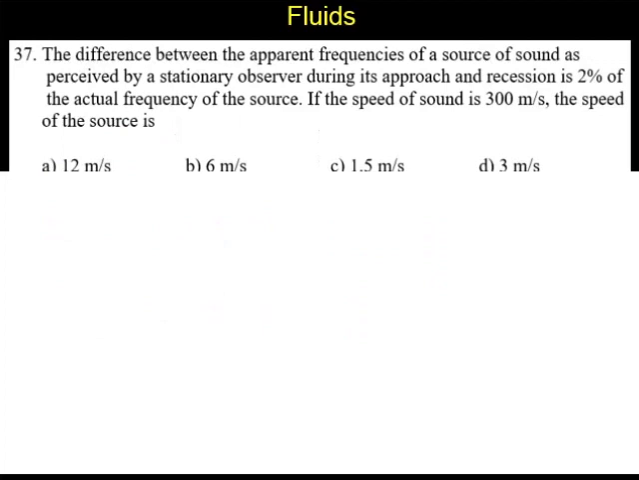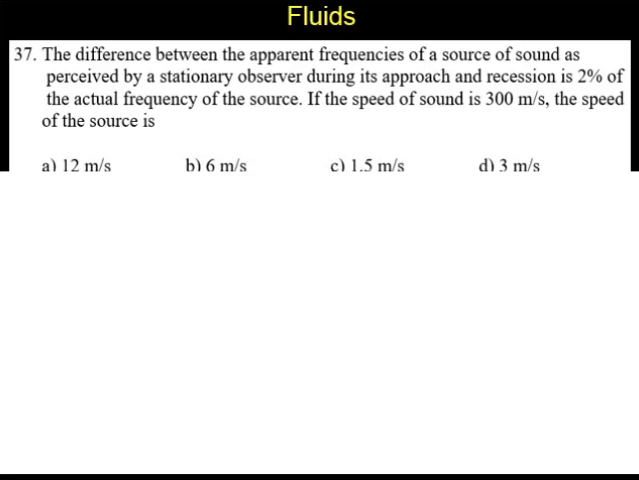Question number 37. The difference between the apparent frequency of a source of sound as perceived by a stationary observer during its approach and recession is 2% of the actual frequency of the source. The speed of the sound is 300 meters per second. The speed of the source is, alternatives are 12 meters per second, 6 meters per second, 1.5 meters per second and 3 meters per second.